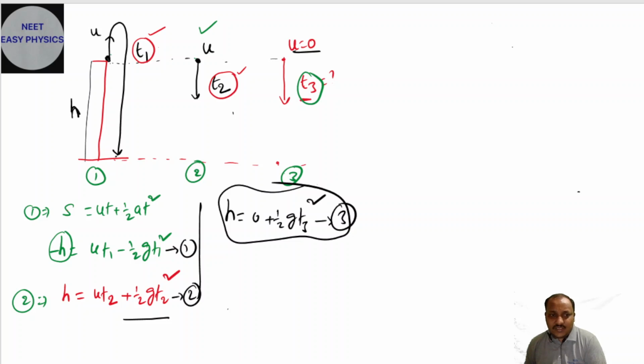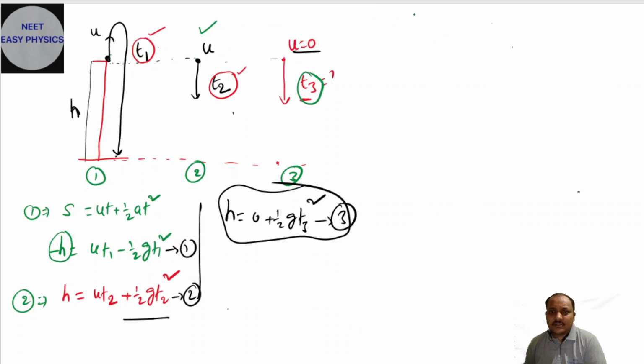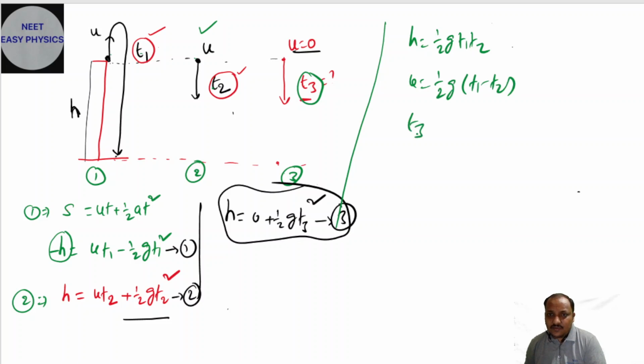Now we will see how the question is going to be asked. For this you have to remember mainly three formulas. One is h is equal to half g t1 t2, u is equal to half g (t1 minus t2), and t3 is equal to root of t1 t2. So they are going to give the question like this.